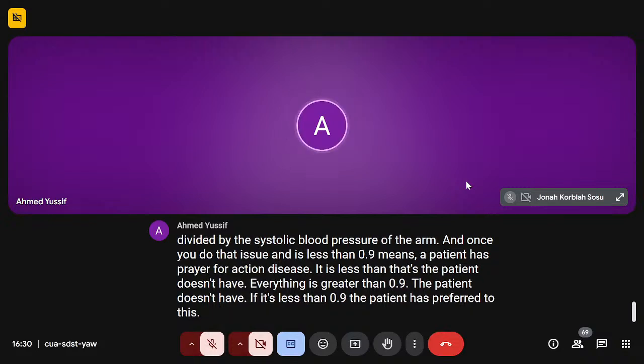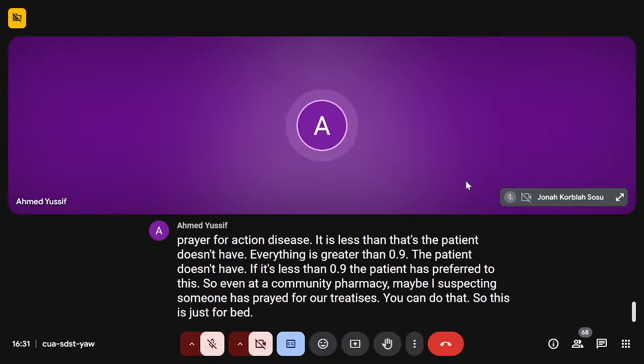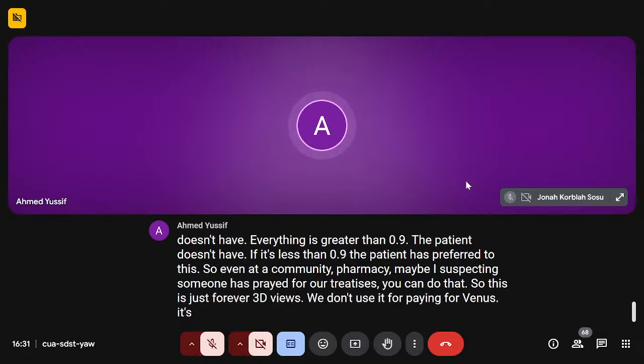So even at a community pharmacy, if you are suspecting someone has peripheral artery disease, you can do that. This is just for peripheral artery disease. We don't use it for peripheral venous. It's only for peripheral artery disease.